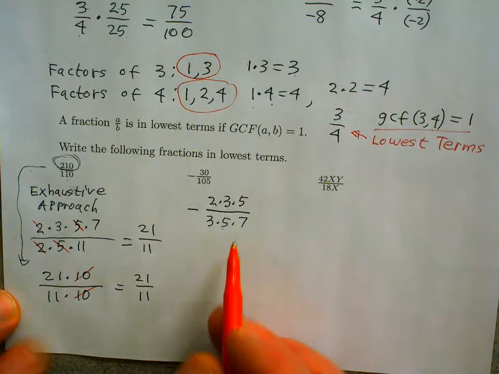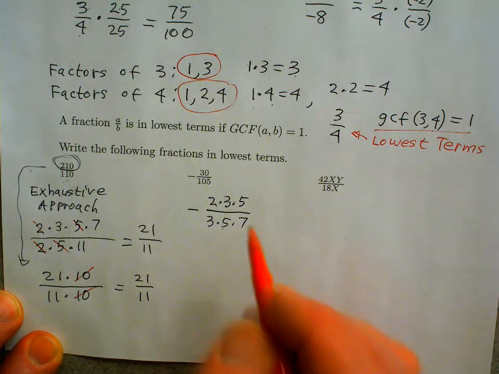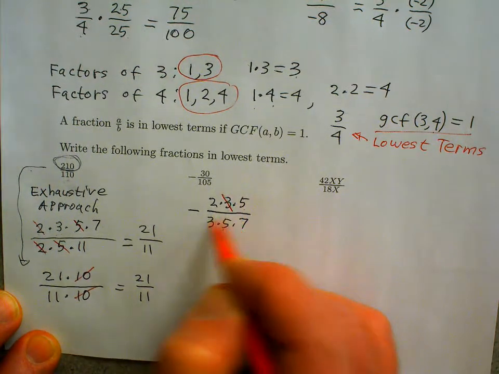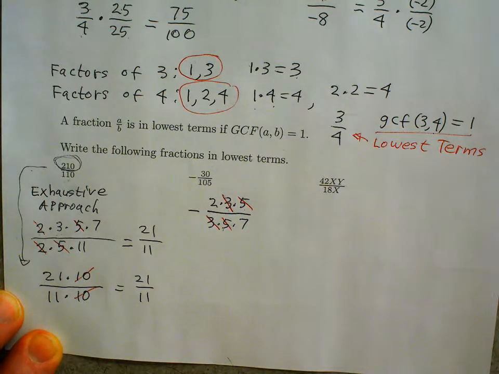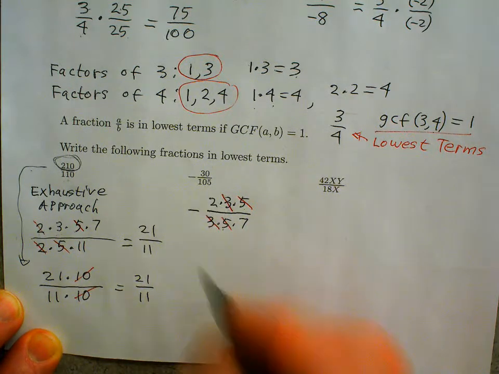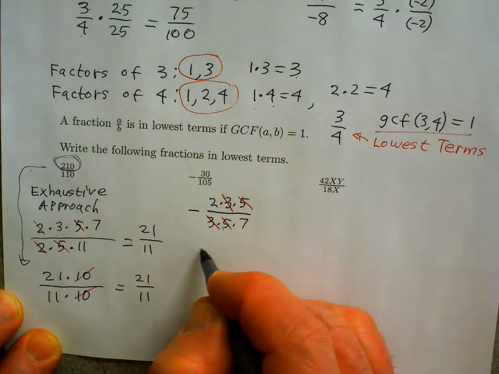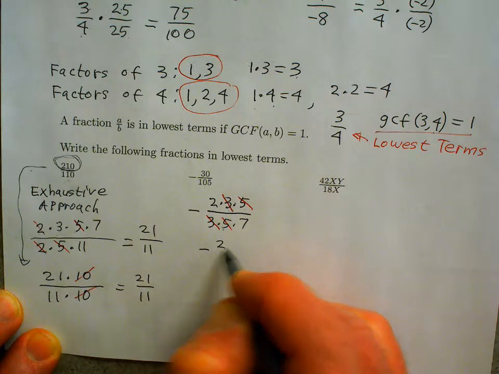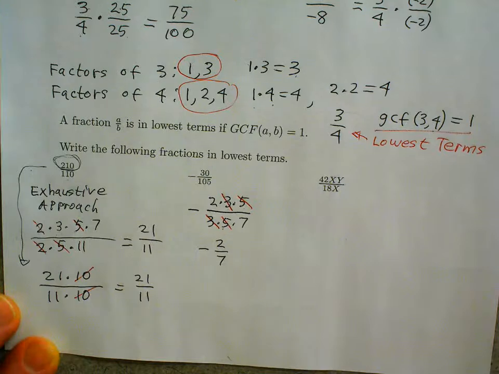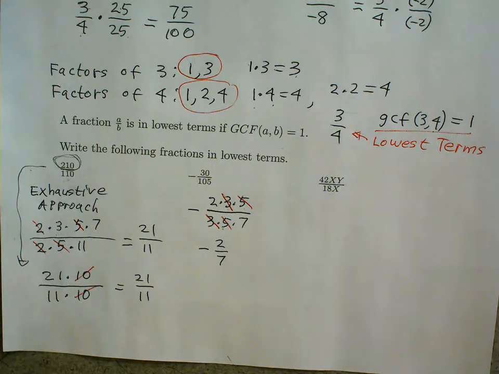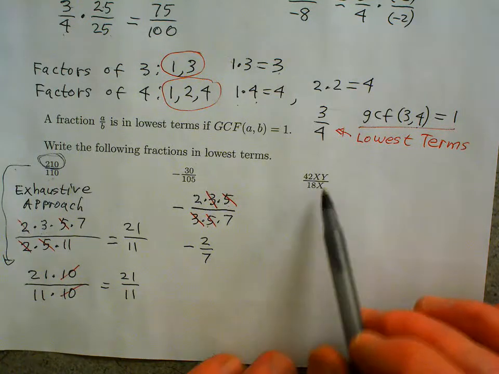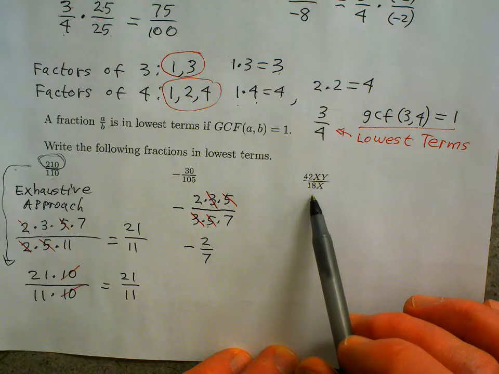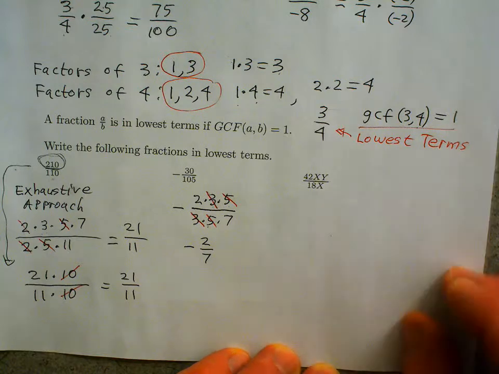Okay, then we cancel common factors. 3 divided by 3 is 1. 5 divided by 5 is 1. And so the fraction written in lowest terms is negative 2/7. Okay, the next example, 42 times x times y divided by 18 times x.